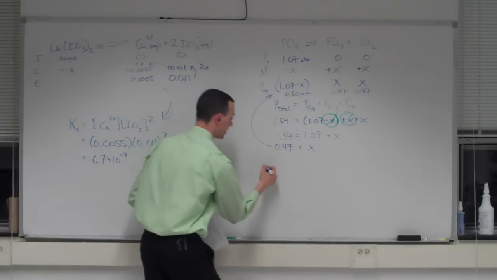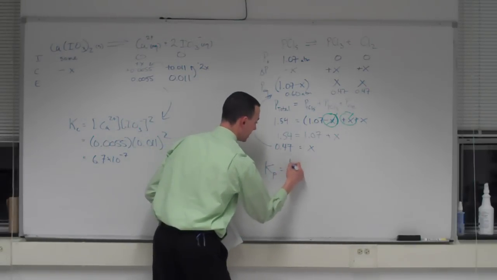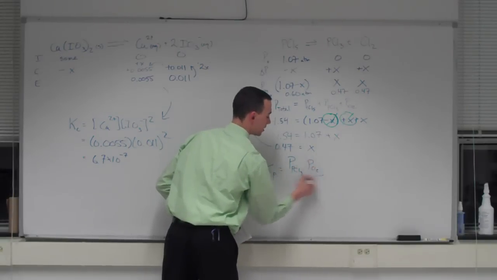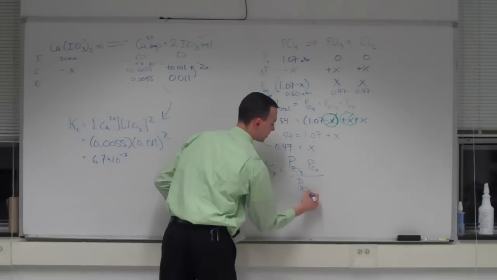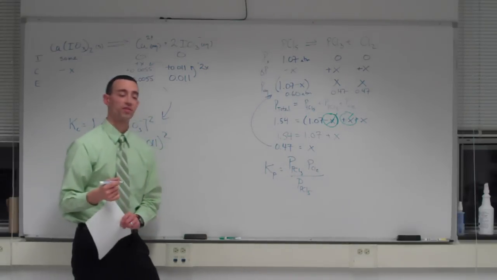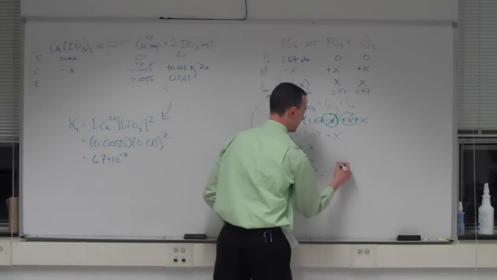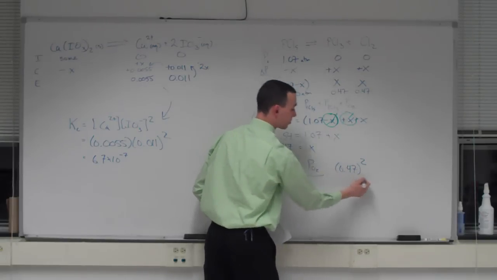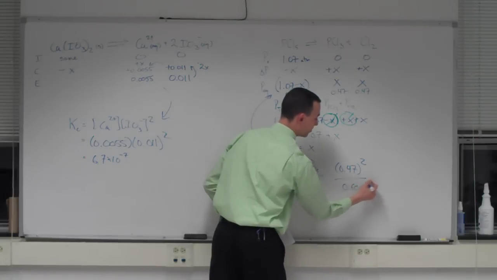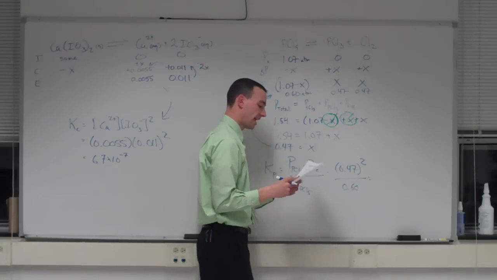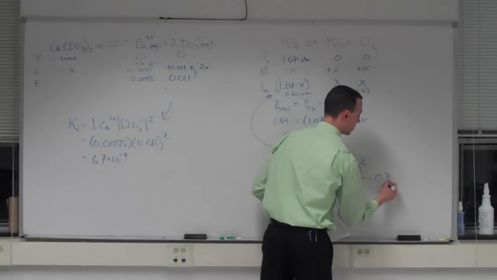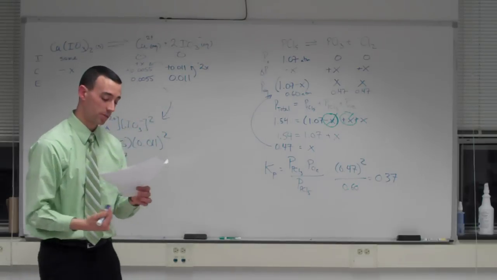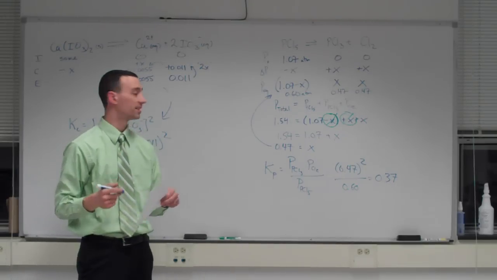You're now ready to calculate the Kp. It's the pressure of your products divided by the pressure of the reactant. So that is 0.47. Go ahead and square it because they're each 0.47, divided by 0.6, then that is 0.37 as the equilibrium constant, the pressure-based equilibrium constant.